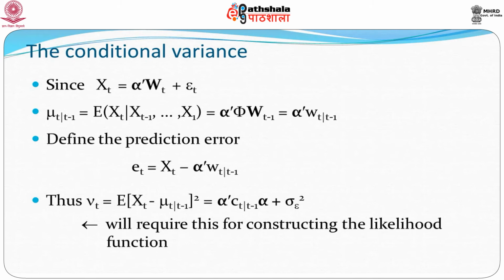So, that would be the conditional mean given the past, and we will define the prediction error as Et equal to Xt minus this conditional mean. Therefore, it is Xt minus alpha prime Wt given t minus 1. Similarly, nu t, which is the conditional variance, would come out as alpha prime Ct given t minus 1 alpha plus the error variance, which is sigma epsilon square, and we will require this to construct the likelihood. Mind you, the likelihood involved the Et and the nu t's.